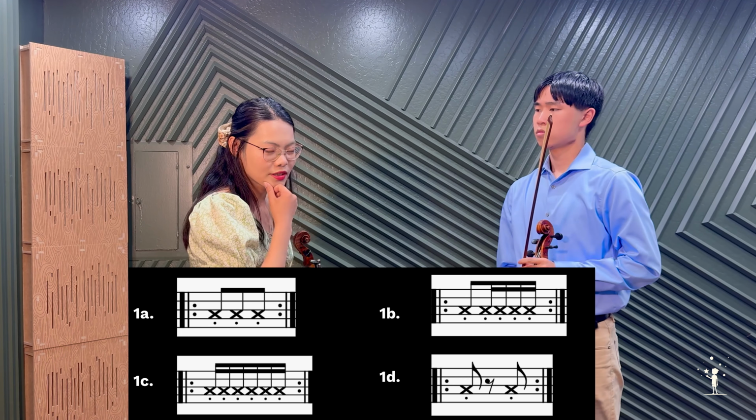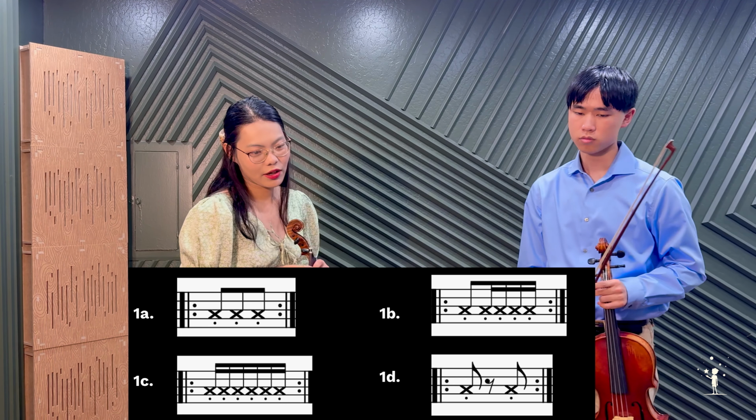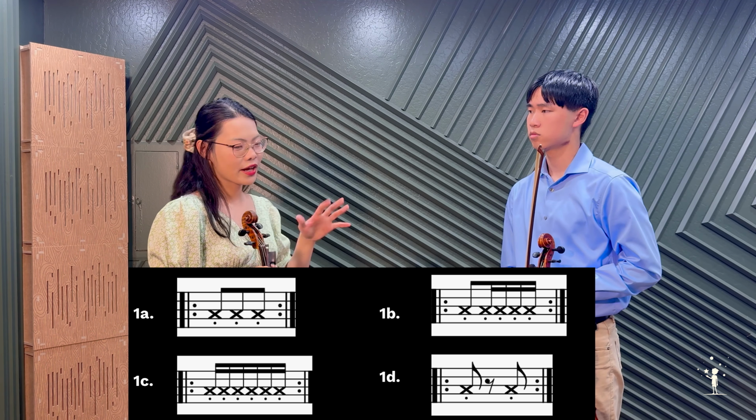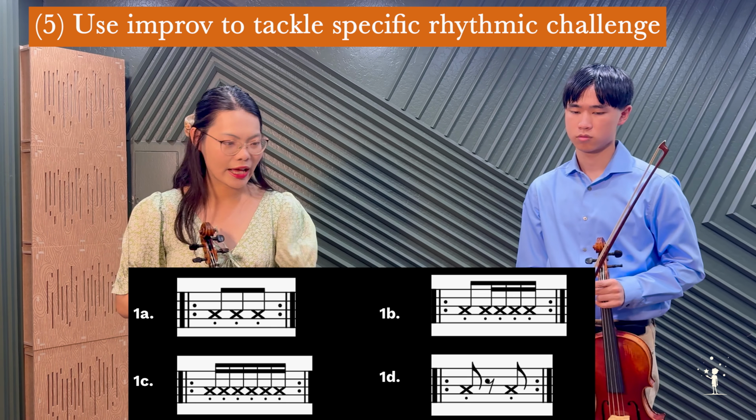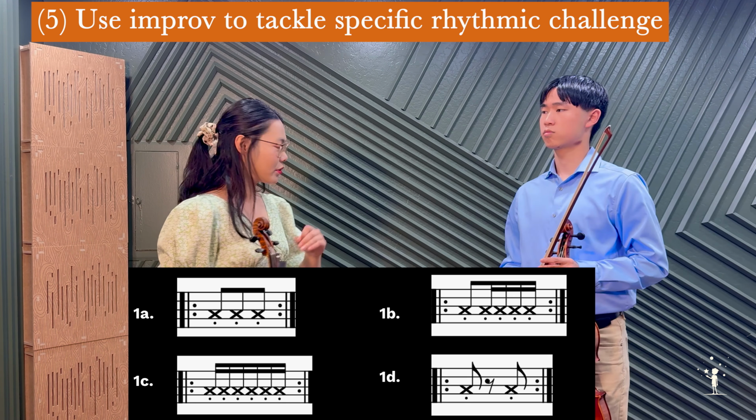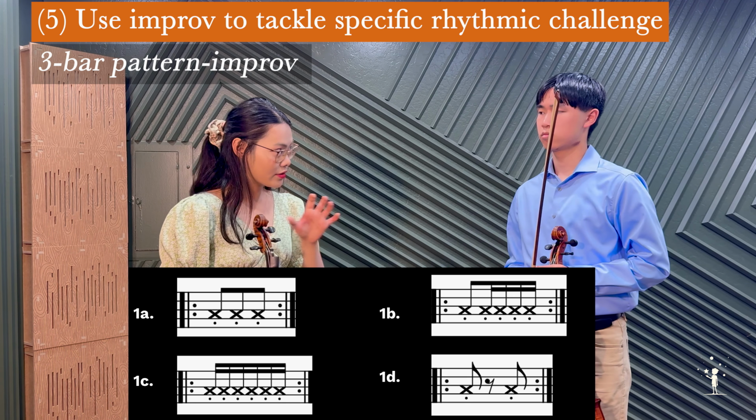And because I noticed in your playing 1D tends to be a little bit uneven, can we try to design an exercise for that? So use the 1D as the basic pattern. How about we do 3 bars now, and then 3 bars improvised?